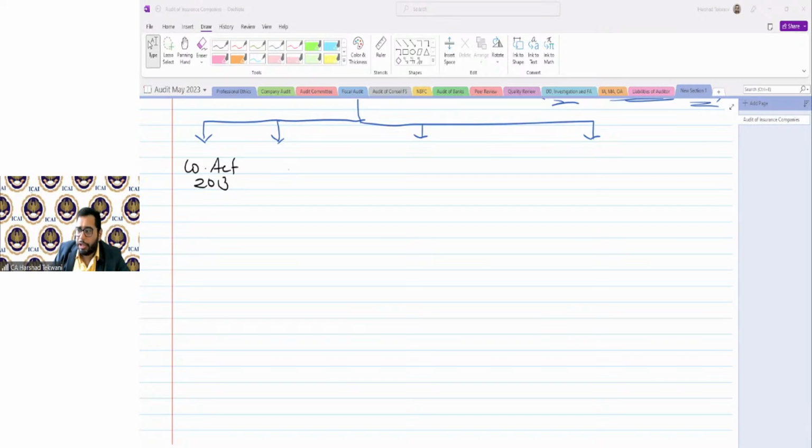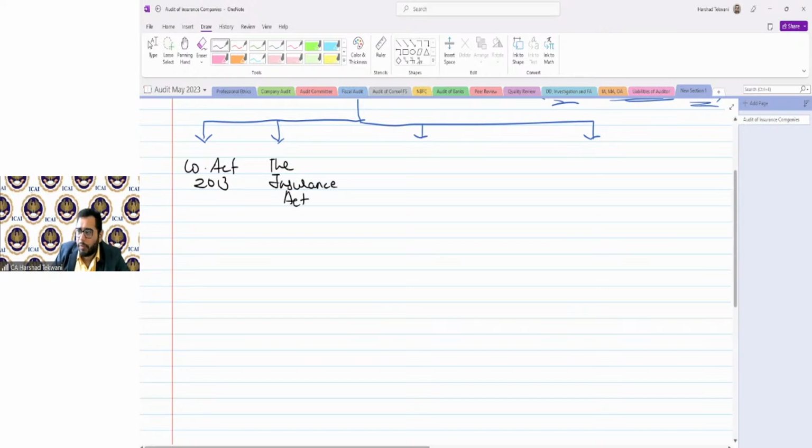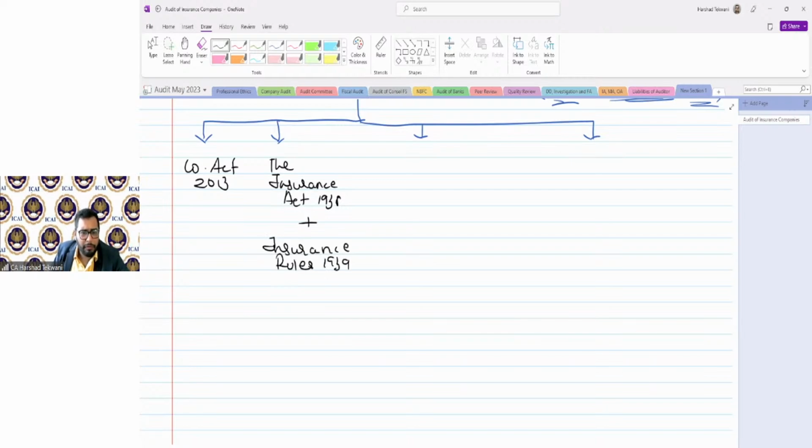Okay. The Insurance Act, 1938, as amended from time to time, will be applicable to me. Now recently, in 2015, there was the Insurance Laws Amendment Act 2015, plus my insurance laws, regulations, rules, insurance rules 1939 will be applicable to me.